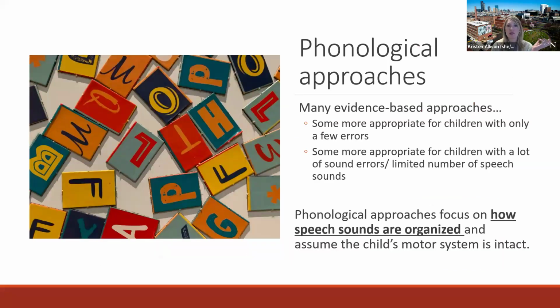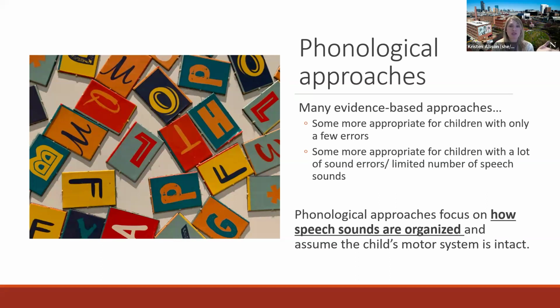So in terms of phonological approaches, there are many that are supported by research evidence. Some of them are designed for children with only a few errors, some of those phonological processes that I mentioned earlier. And then there are some approaches that are more appropriate for children with a lot of speech sound errors and a limited number of speech sounds in their inventory overall. But a key principle of all of these approaches is that they're designed to help children learn how sounds are organized in words and to improve their phonological systems.